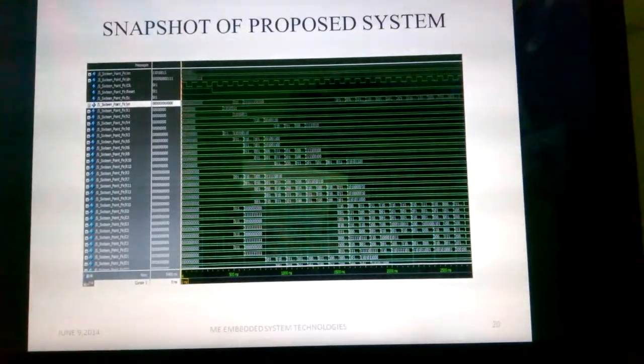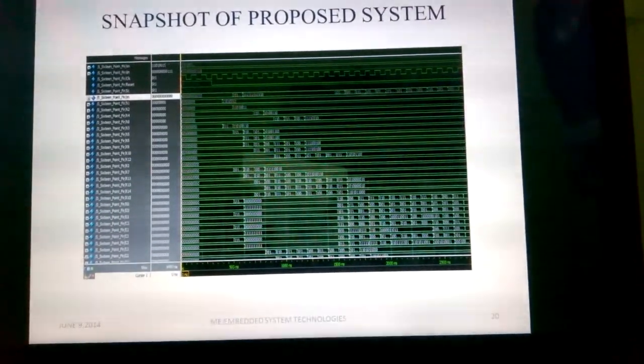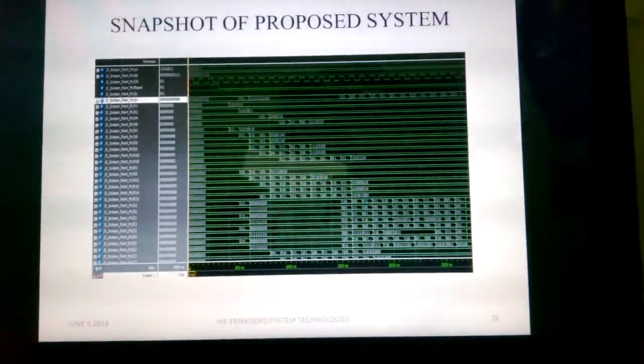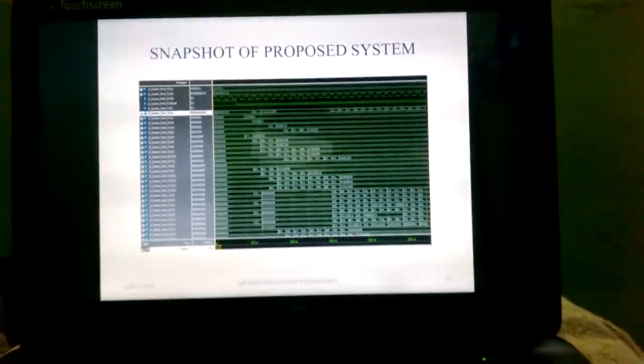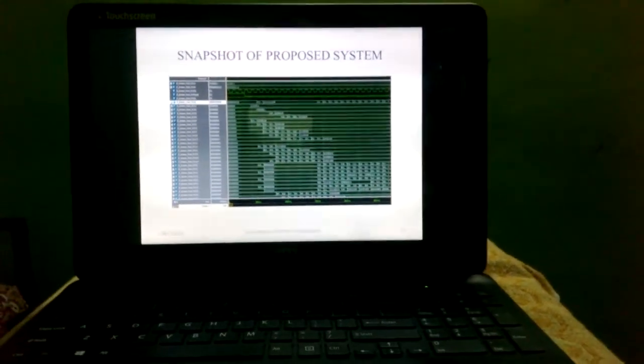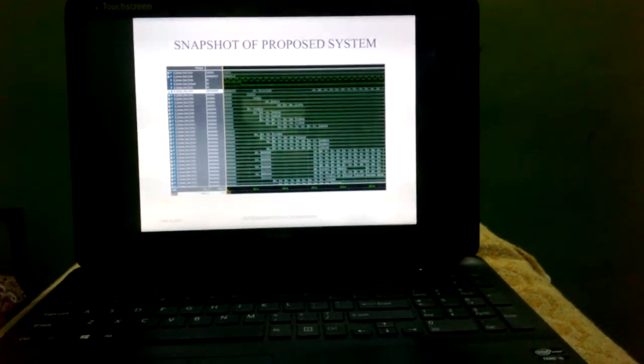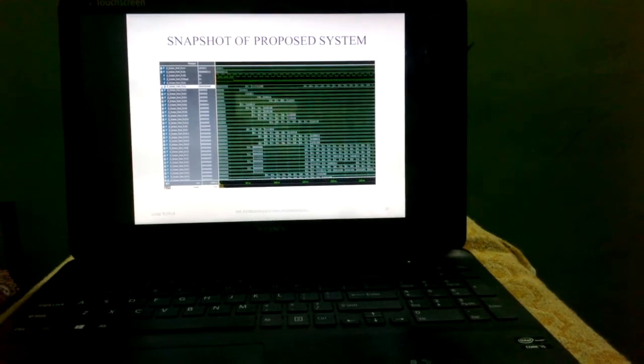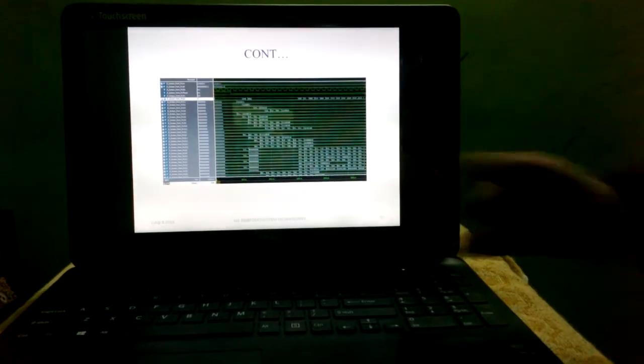This is a simulation result of my proposed system, which has been obtained using ModelSim software 6.4c. By using the simulation result, I have confirmed that my design for the proposed system, that is the proposed FIR filter design, is correct and validated using the ModelSim software. It is a continuation of this.